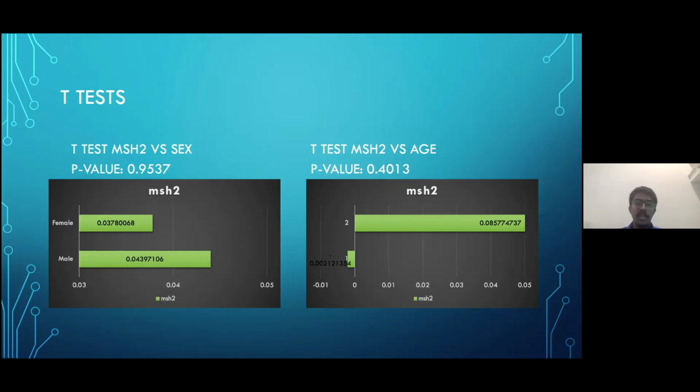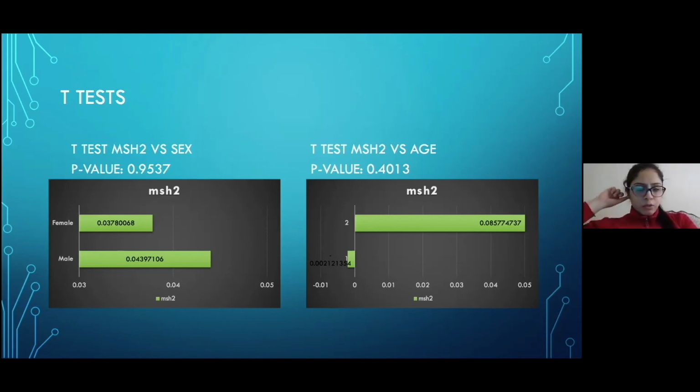Okay, so I split the age groups based on the mean. The mean was 58. So age group 1 would include 58 and below. Age group 2 would be above 58. Okay. So it looks like MSH2 is more in the old population. Is that correct? That's correct. Okay.